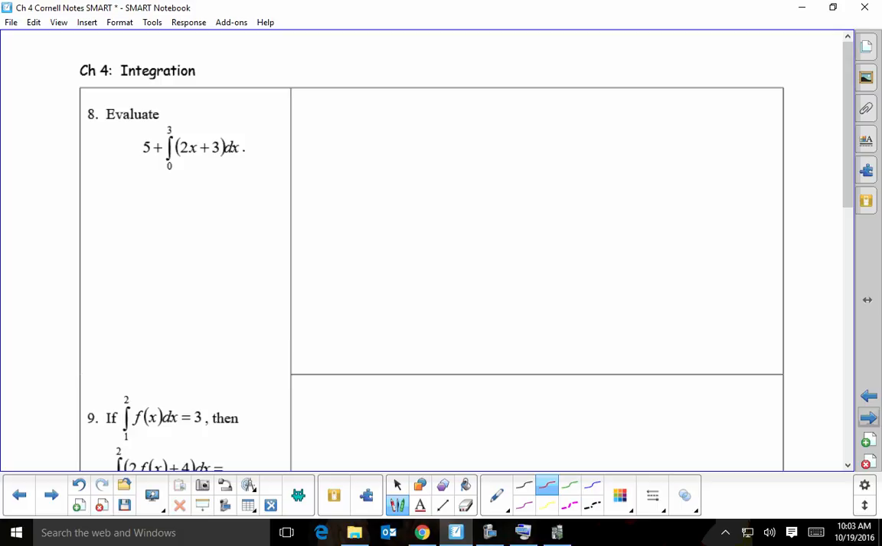Okay, let's look at this one. What does that plus 5 mean to you? Okay, we're just going to add 5 to our answer. So go find that, and then add 5. Go.